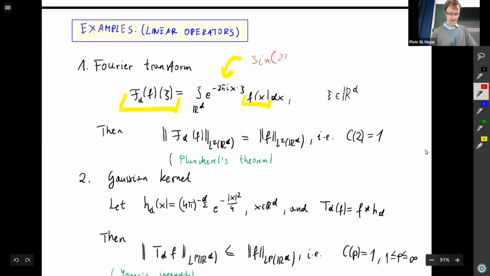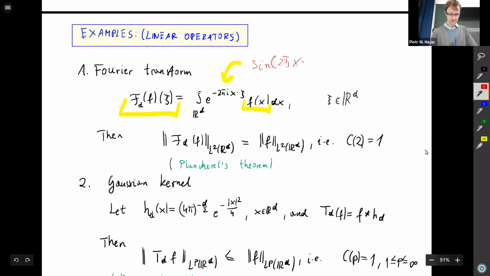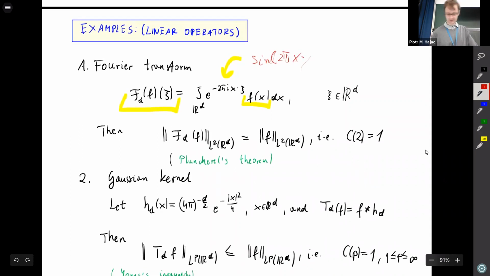2 pi x psi. Sorry, it's wrong. This is just sine of 2 pi x psi with an i, plus the cosine. So x dot psi means the inner product, the scalar product.